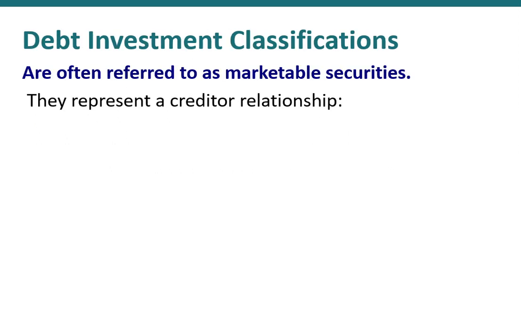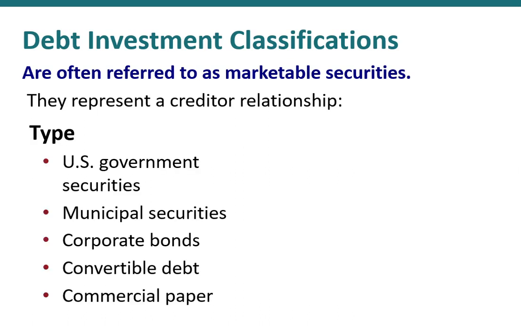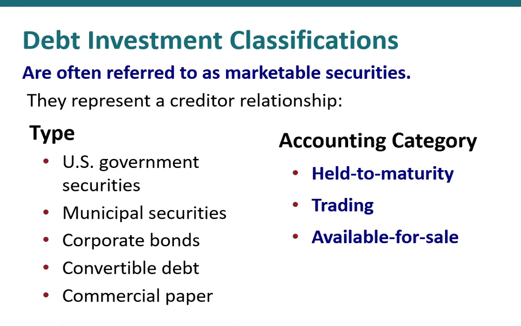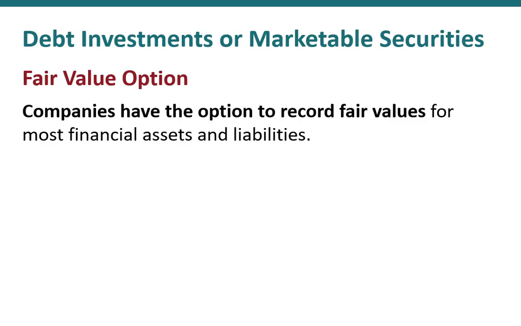We're going to take a little bit more of a look at some of the debt classifications of debt investments, which are also referred to as marketable securities, and they represent a creditor relationship. Some of the broad types would be investments in U.S. government securities, municipal bonds, convertible bonds, corporate debt, or commercial paper. And we will account for those either as held to maturity, trading, or available for sale. We'll see that companies have the option to record fair values for most financial assets, as well as, you recall in Chapter 14, financial liabilities.